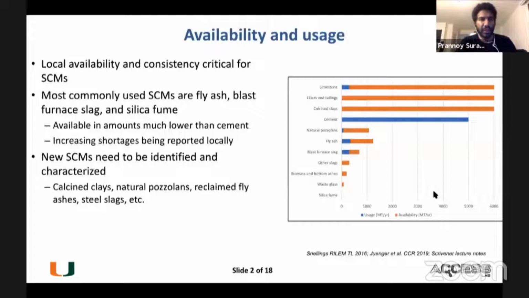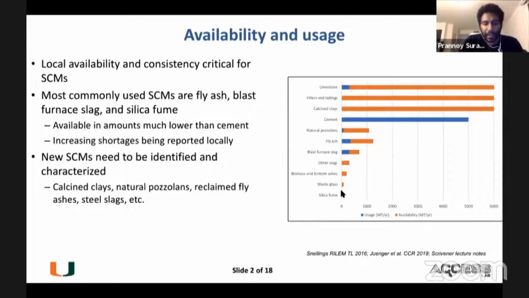Now, when we consider availability and usage of supplementary cementitious materials, there are a lot of supplementary cementitious materials that are available in very large volumes, but the ones that we use most often and most commonly are fly ash, blast furnace slag, and silica fume. And if you look here, these are actually available in relatively small quantities.